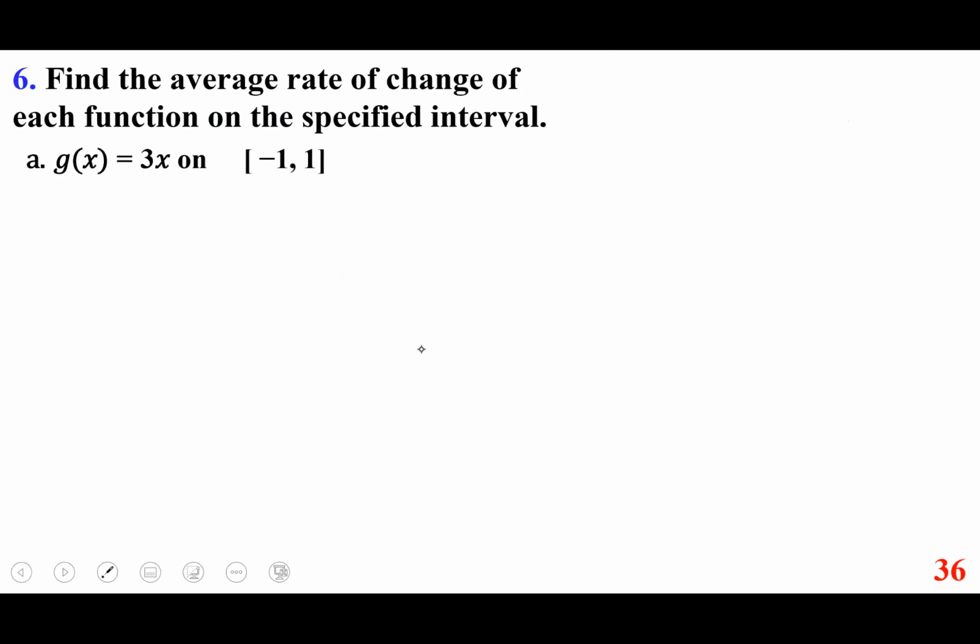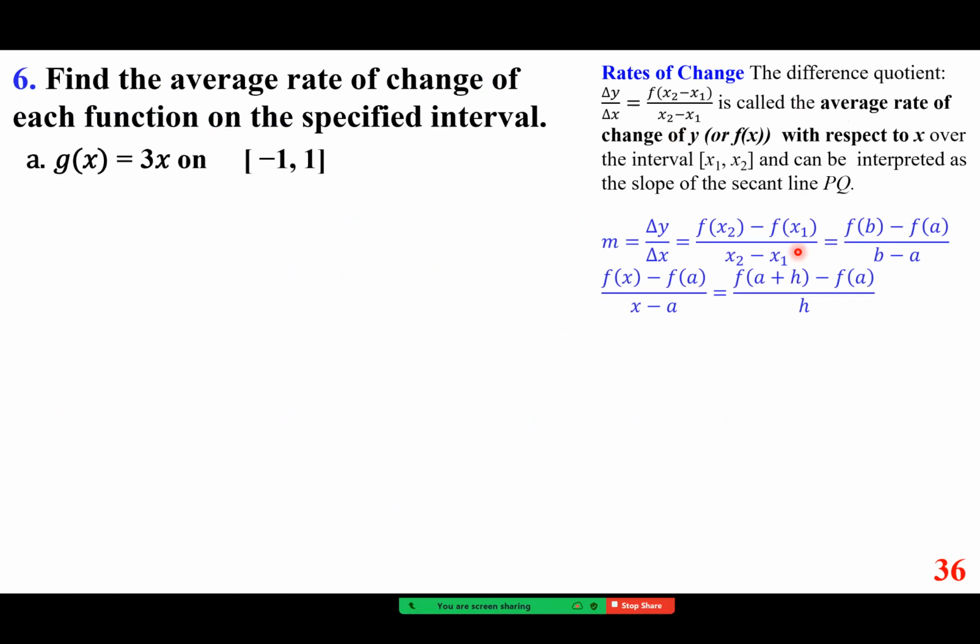We want to find the average rate of change of each function on the specified interval. So basically, what was just happening, we went over that. It is asking for rise over run in essence. So in this case, we want f of x sub 2 minus f of x sub 1 over x sub 2 minus x sub 1, or g of x sub 2 minus g of x sub 1 over x sub 2 minus x sub 1.